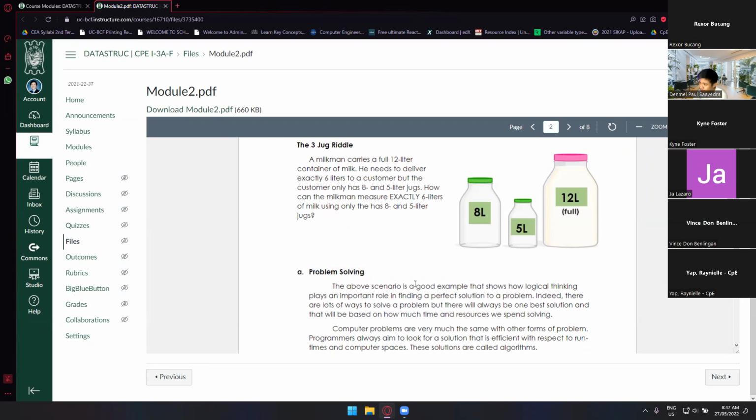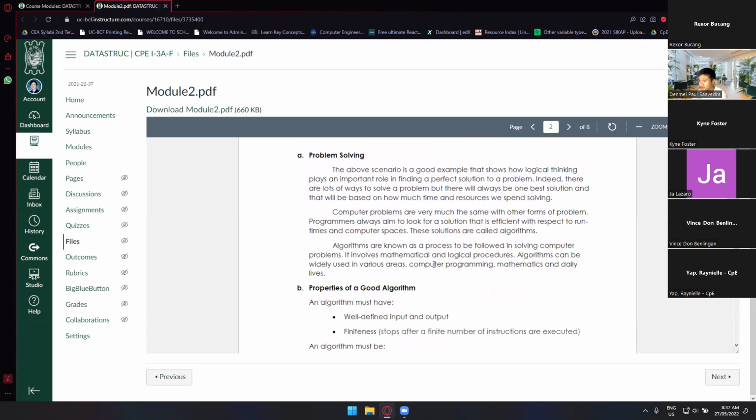The above scenario is a good example that shows how logical thinking plays an important role in finding a perfect solution to a problem. There are lots of ways to solve a problem, but there will always be one best solution, and that will be based on how much time and resources we spend solving. All of us will be able to solve that eventually, in due time. And of course, we have to find the fastest way to solve this problem.